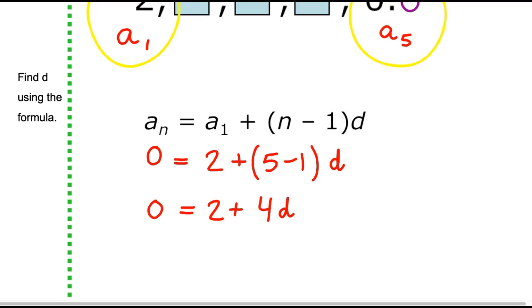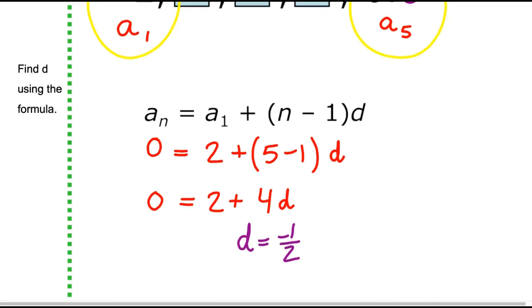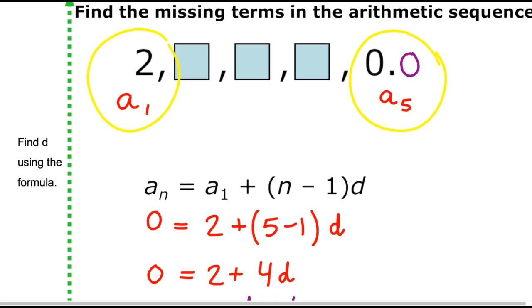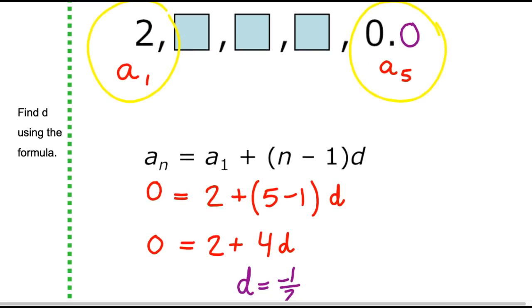So when you solve this, you get -1/2 for the common difference. Okay, and so -1/2 means it goes down by 1/2, so this is 1.5, this is 1, that's 0.5. And the next one would be 0.